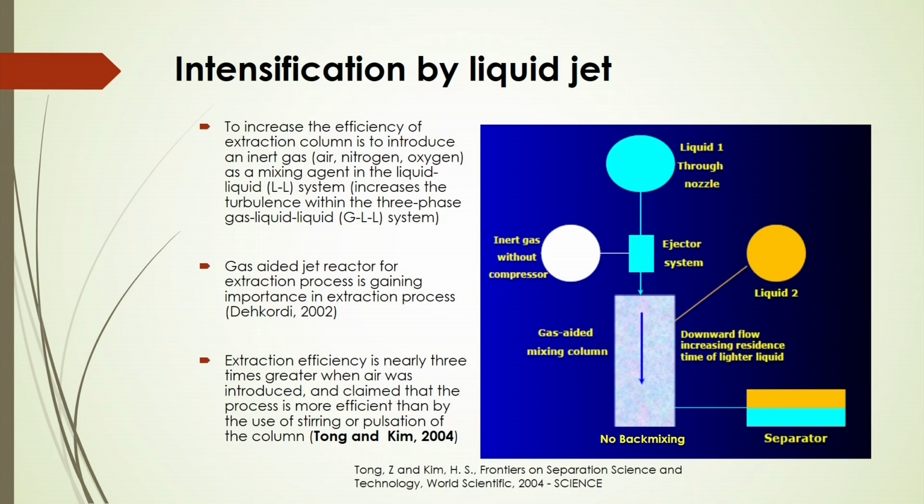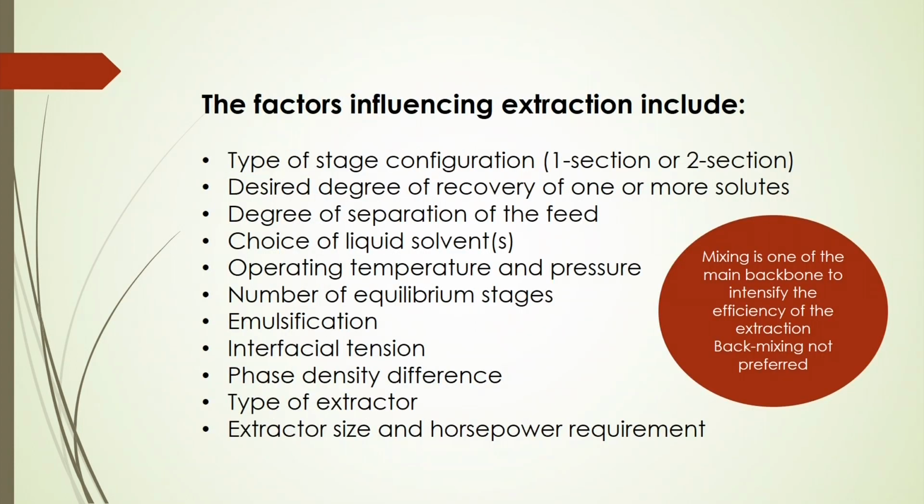So, the extraction efficiency in this case is nearly 3 times greater than if you introduced air, and it makes the process more efficient than the use of stirring or pulsation of the column. So, this is one of the important aspects of process intensification for the extraction.